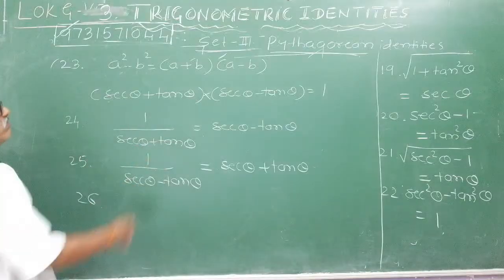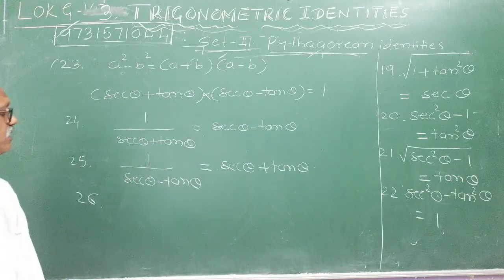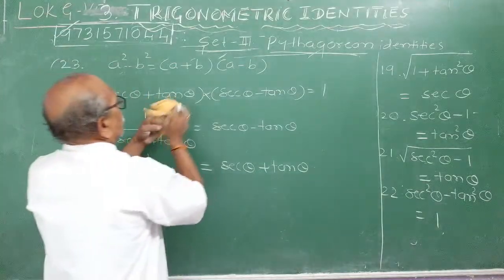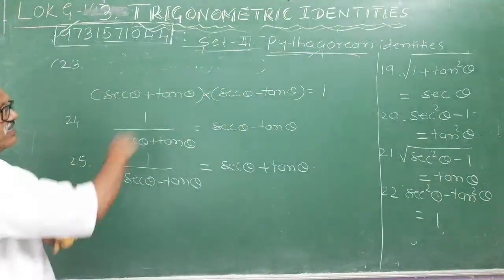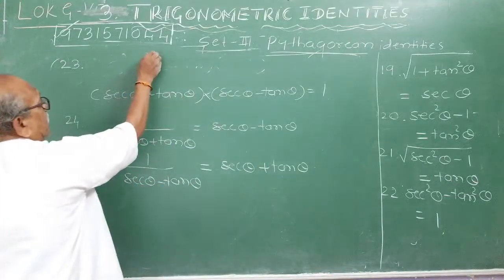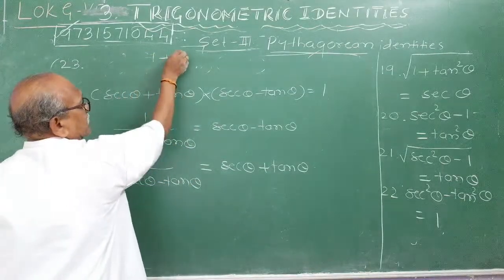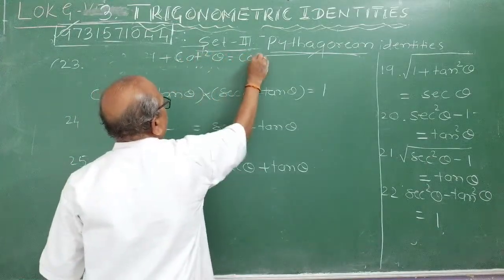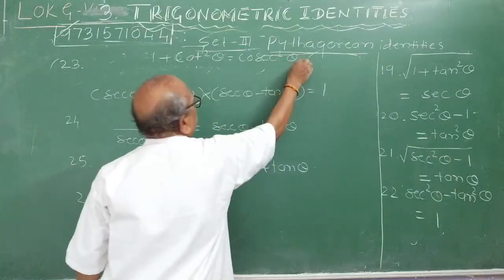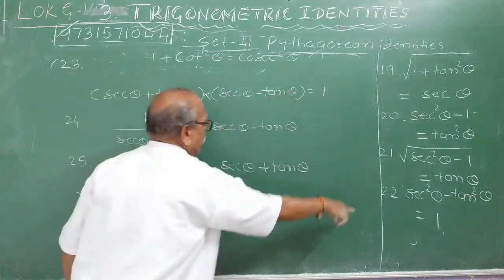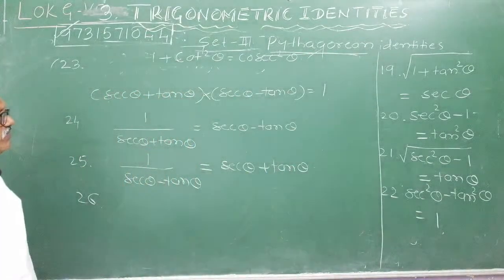Next, now I will take the last identity. Last identity is 1 plus cot square theta is equal to cosec square theta. Third identity. So these are sub identities of the second one. Third identity was 1 plus cot square theta is equal to cosec square theta. Same thing we will do now. And again you take the root. Repeat whatever you did from 19 to 25.